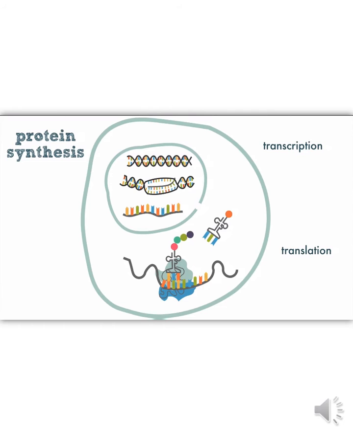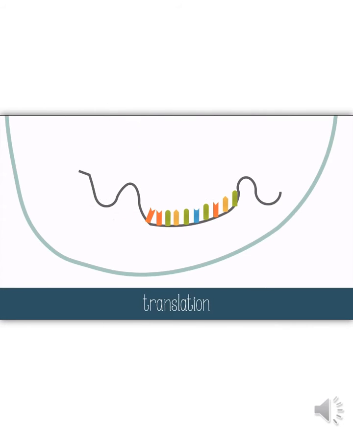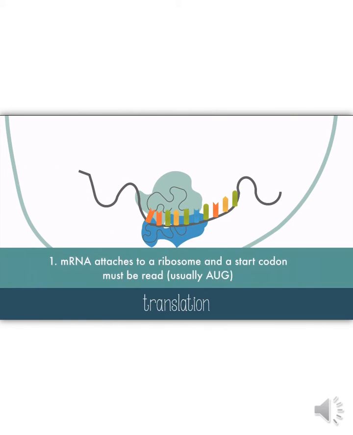Translation occurs in the cytoplasm of the cell, wherever there's a ribosome. To get translation started, mRNA attaches to a ribosome, and a start codon must be read. It's usually AUG, and I remember that school starts in August, and that helps me remember AUG. The first amino acid is brought in by tRNA.